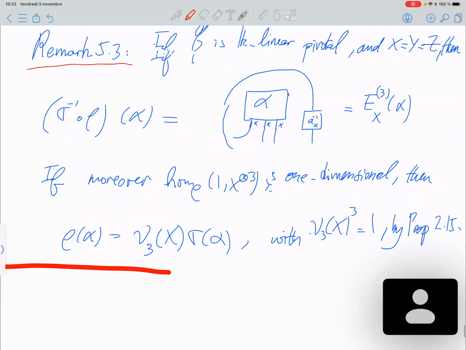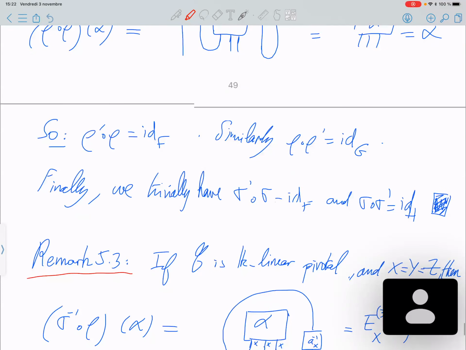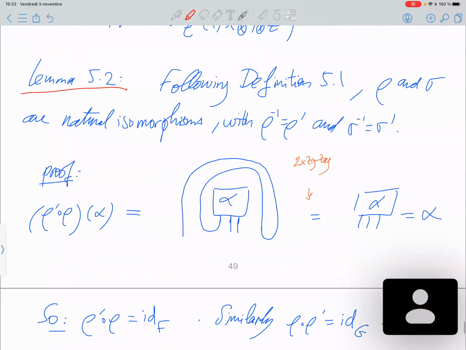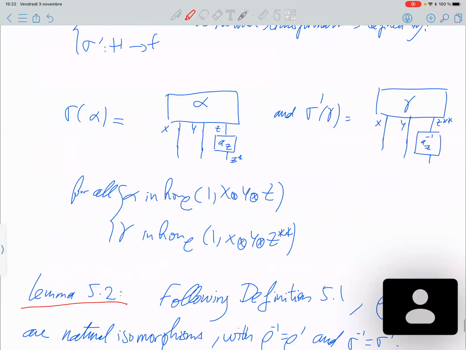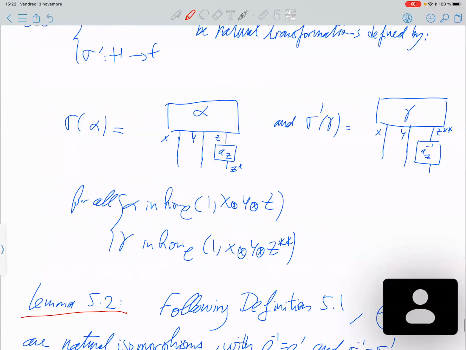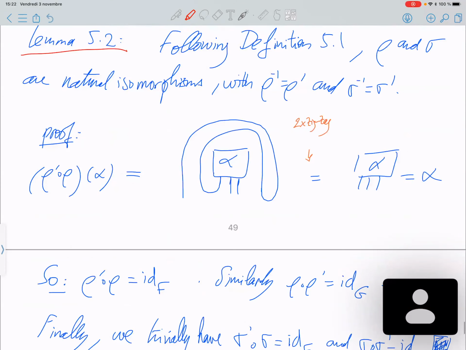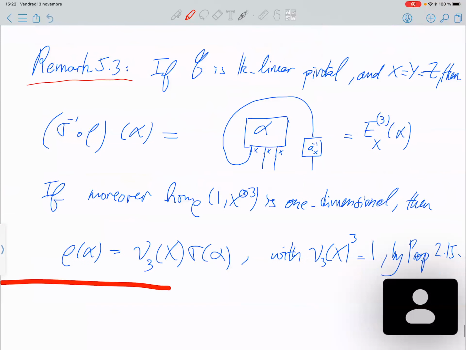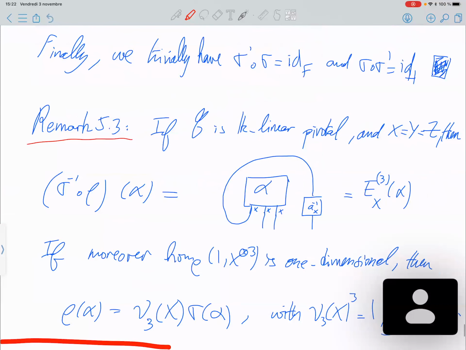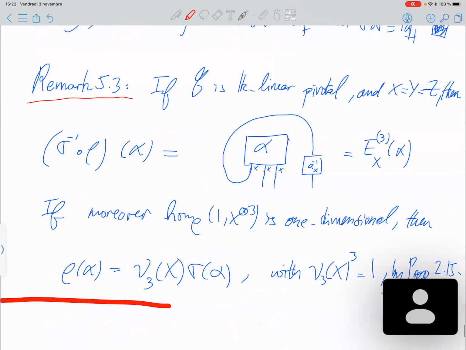Okay, so today we will start by defining what we call a monoidal tetrahedron. Yesterday we finished with a remark about the third Frobenius indicator. So the theorem we proved.